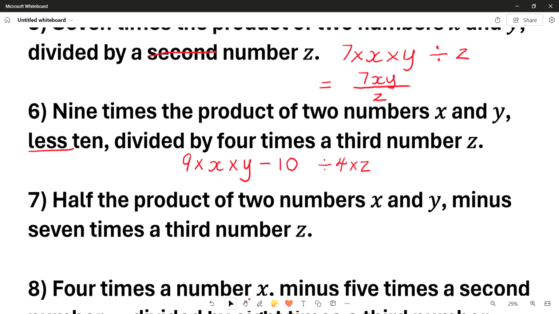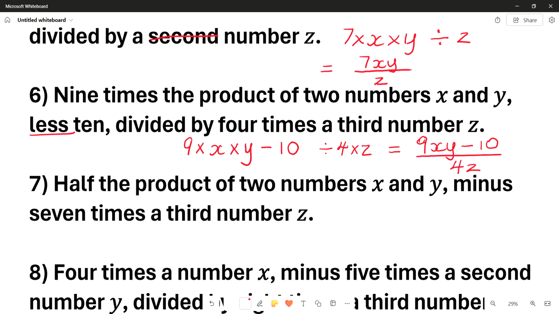Now let's simplify all of that. 9 times x by y would be 9xy, take away 10, all divided, of course, we put it like a fraction, 4 times z, which is 4z.